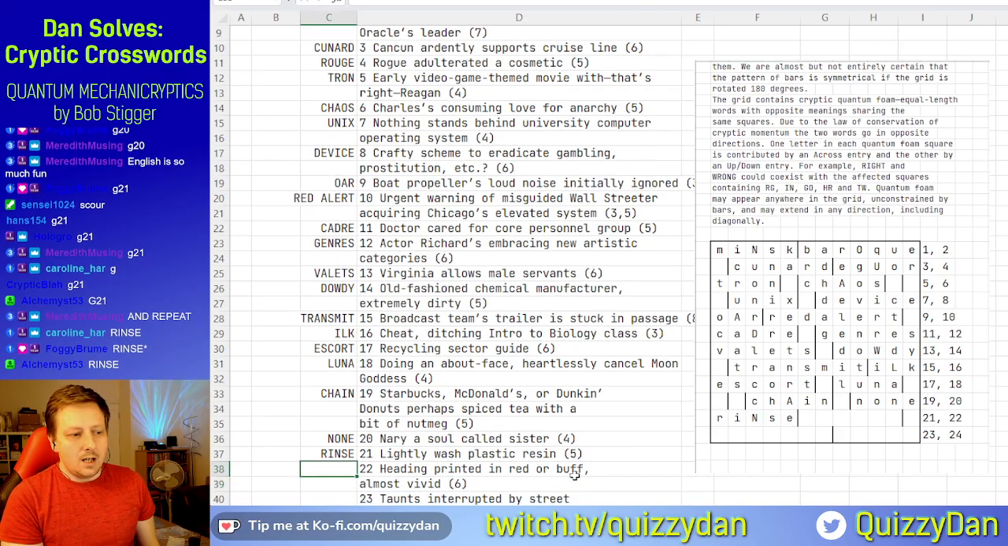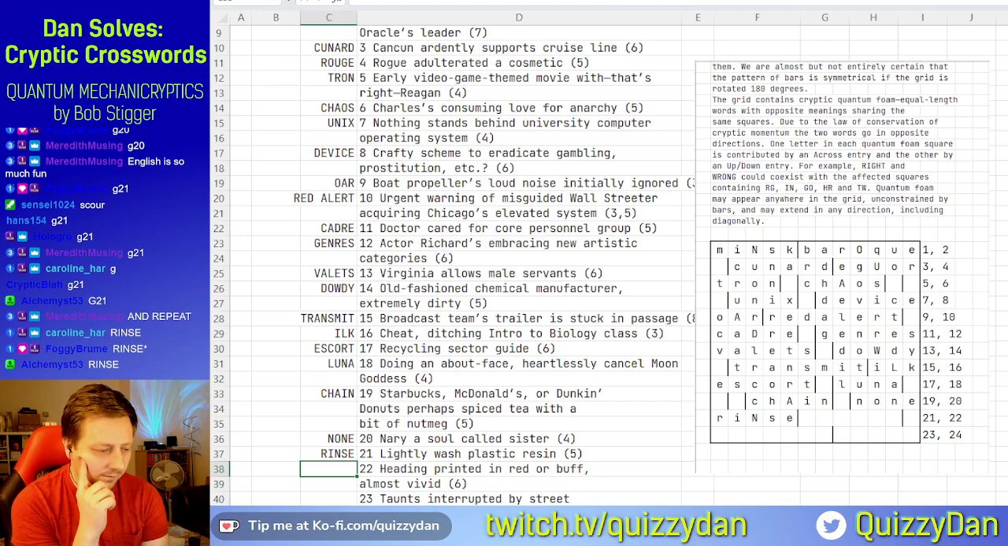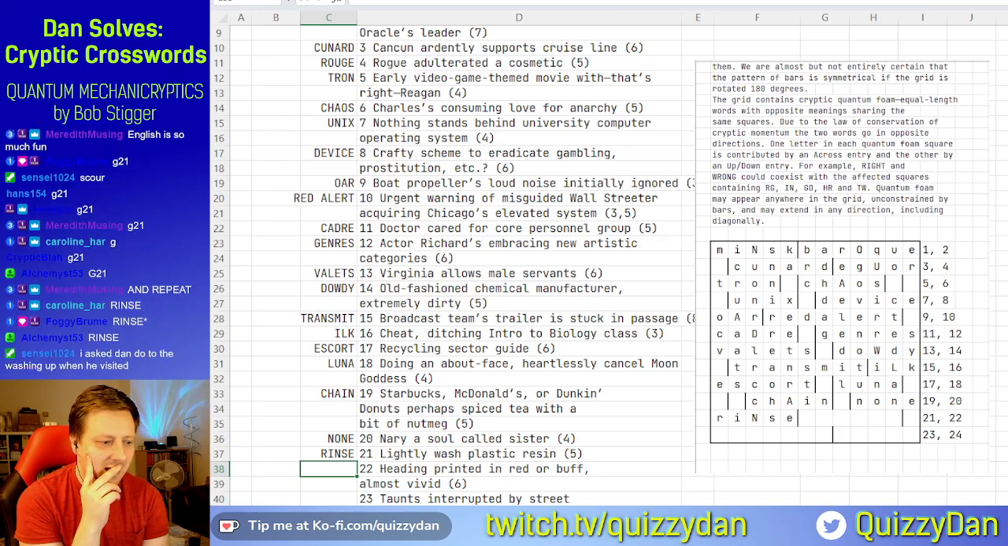Next clue. Heading printed in red or buff, almost vivid.